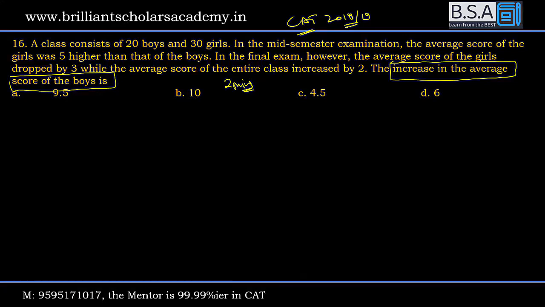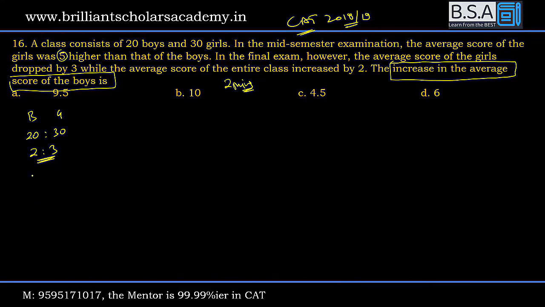The number of boys and number of girls is 20 and 30. We call these mixing numbers, if you remember. So whatever answer I will get from 20, 30, I can get the same answer with 2 and 3. Now here, please observe. The average score of girls was 5 higher than boys. I can assume any number I want.